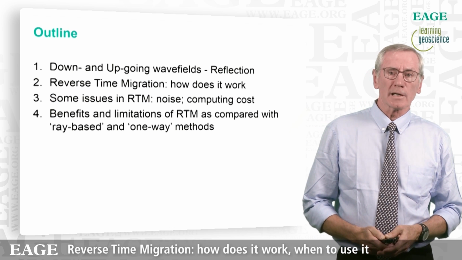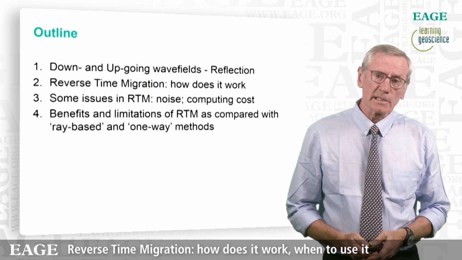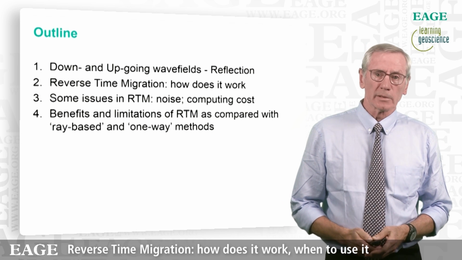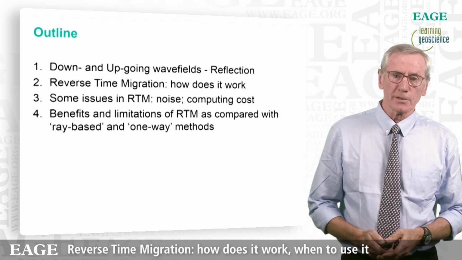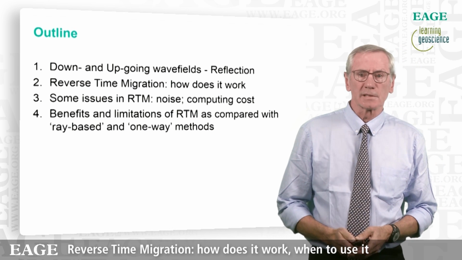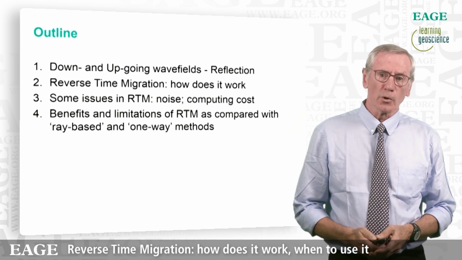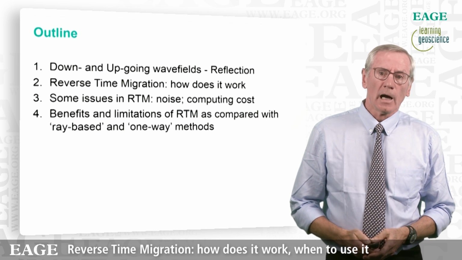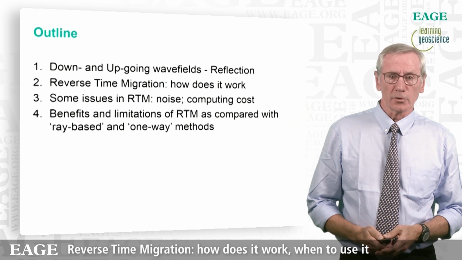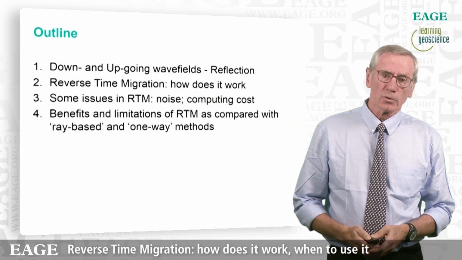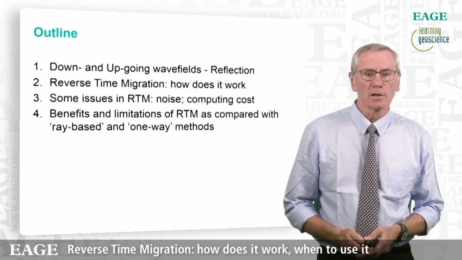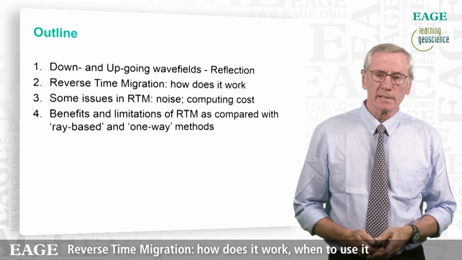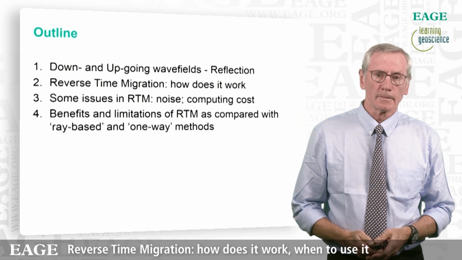The lecture is organized as follows. Firstly, I remind the concepts of down and upgoing wavefield and reflection coefficient. Secondly, I use these concepts to explain how RTM works with the help of a synthetic example. Thirdly, I discuss 2 issues of the method, noise and computing cost, to conclude with the benefits and limitations of RTM compared with ray-based and wave methods.